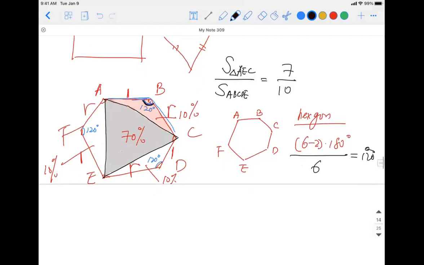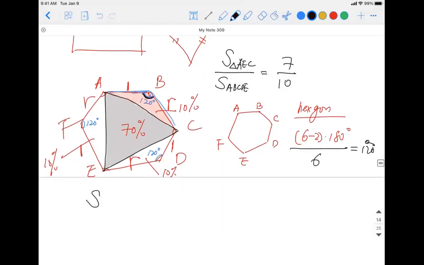So that being said, the area of the gray triangle AEC over the area of the small triangle is going to be 7 to 1. The middle part takes 70%, and each of the three little obtuse triangles takes 10%. So this is going to be 7 to 1.